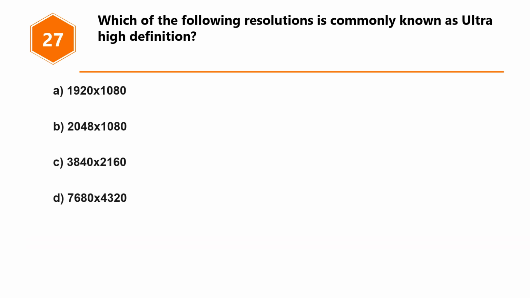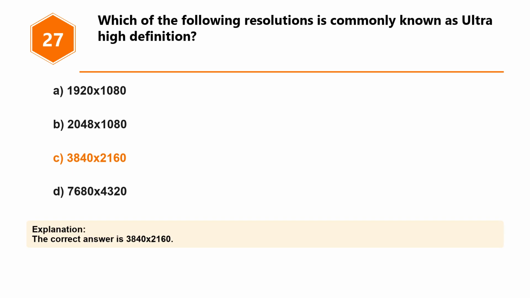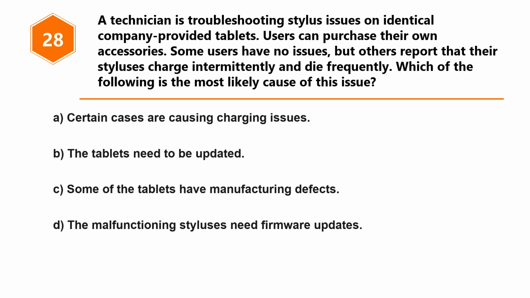Question 27. Which of the following resolutions is commonly known as ultra-high definition? Option A, 1920x1080. Option B, 2048x1080. Option C, 3840x2160. Option D, 7680x4320. The correct answer is option C, 3840x2160.